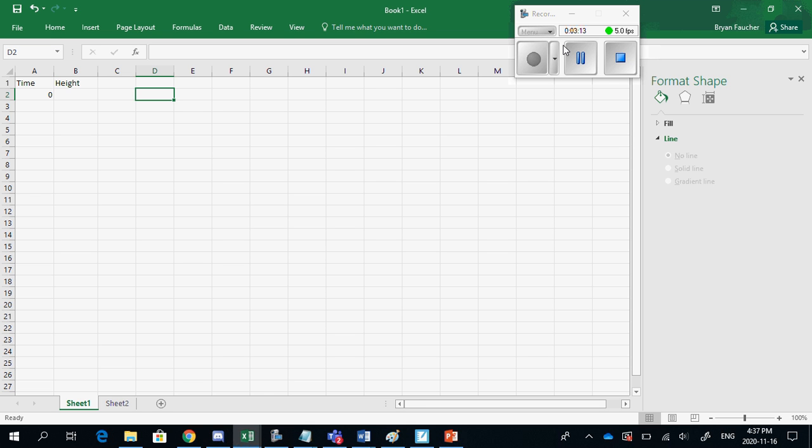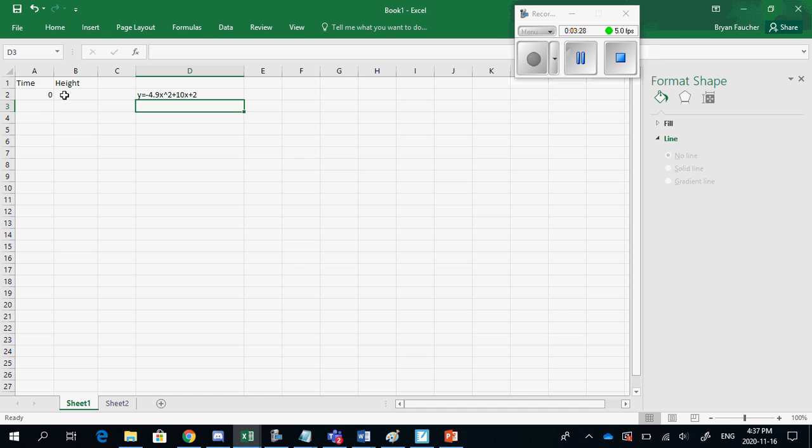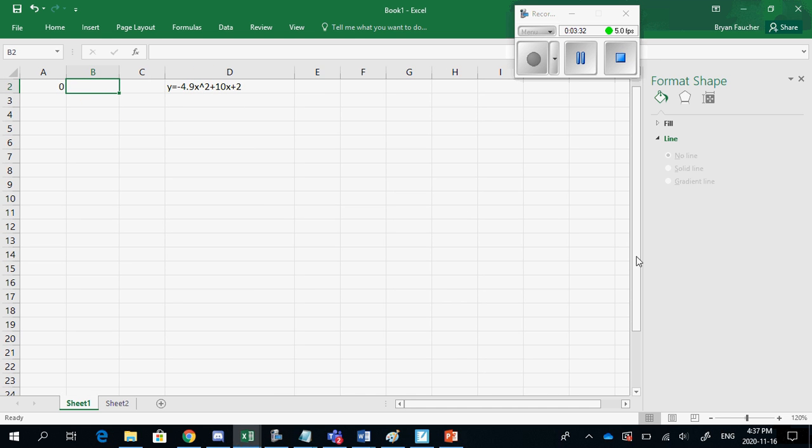Now I know my formula is that my height, y, is equal to negative 4.9 times x squared plus 10x plus 2. So I'm just going to keep that there for me to look at, and then I'm going to implement it in this box here. I'm going to zoom in a little bit to help us see what's going on here.